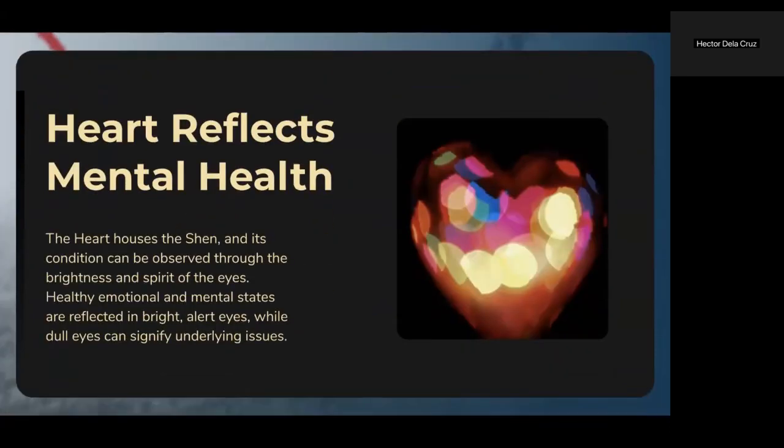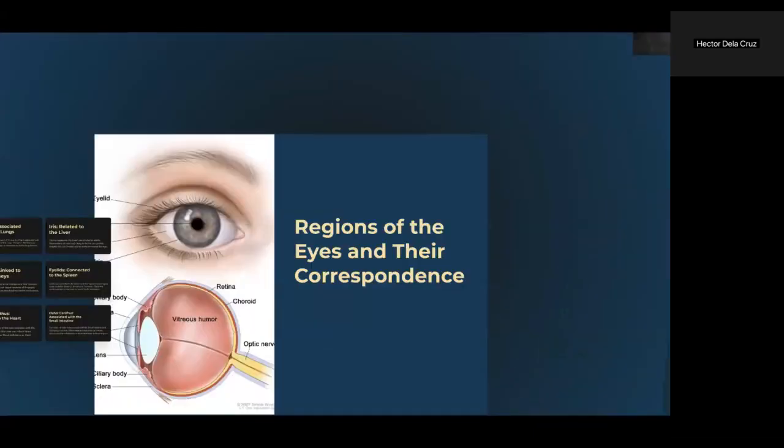The heart houses the Shen, and its condition can be observed through the brightness and spirit of the eyes. Healthy emotional and mental states are reflected in bright, alert eyes, while dull eyes can signify underlying issues.